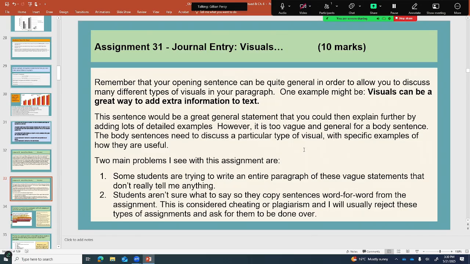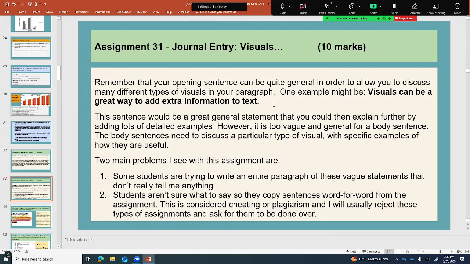But I couldn't use that sentence as a body paragraph. I'll have a lot of people say some variation of this over and over again in their body paragraph. Visuals are great. Visuals are helpful. I love visuals. No, I can't take that, guys. You've got to be specific, okay?